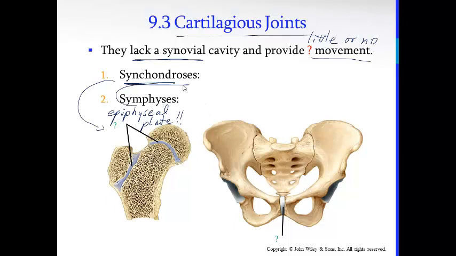Now symphysis, for instance, we can see an example right over here, our pubic symphysis. Remember, this is a fibrocartilaginous type of connective tissue holding the two pubic regions of your hip bone together. And so it does have some movement, but usually it's only in females when they're ready to give birth. This will become much looser, to be able to allow the baby to exit.